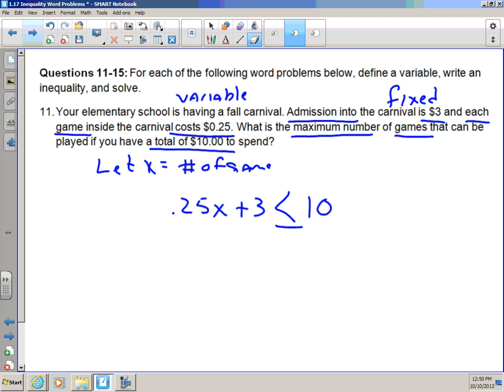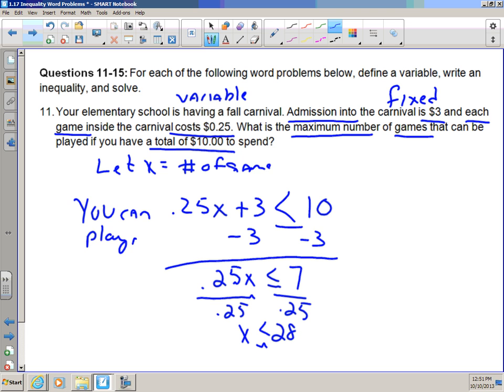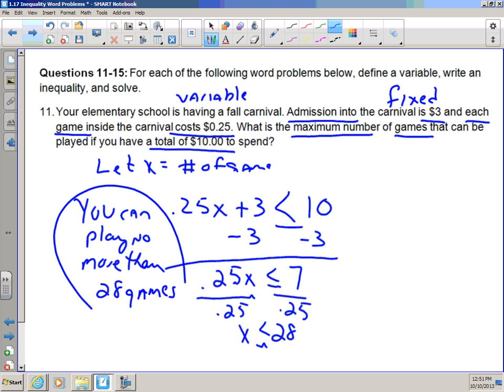All right? Now I'm going to solve this just like any inequality. Divide. And I get x is less than or equal to 28. So what does that tell me? You can play no more than 28 games. What's important is not only do you have to identify the variable, but you have to summarize what your conclusion is, because you're going to see in a couple of minutes where that's important.